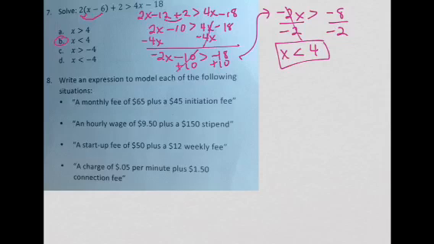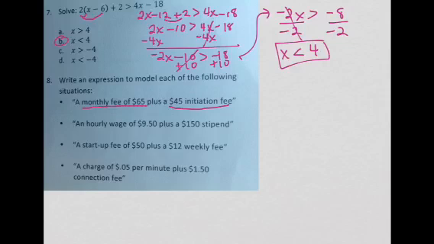Number 8. Write an expression to model each of the following. So we have a monthly fee of $65 plus a $45 initiation fee. So monthly fee, that means that you're going to pay $65 every month for as long as you're a member of this program, and an initiation fee of 45. So this you pay at the beginning, and that's it. It doesn't get added or charged to you again.